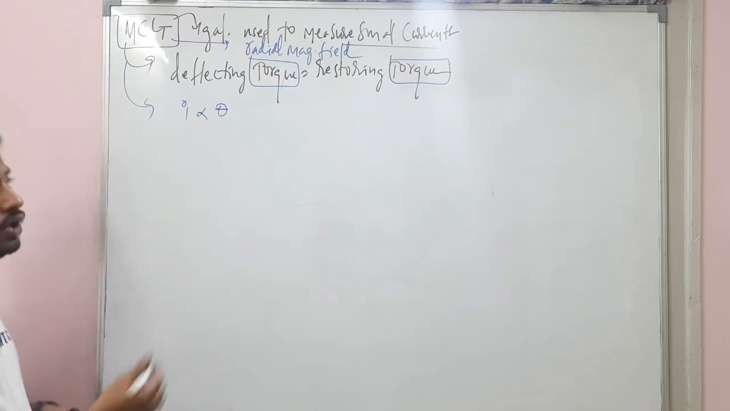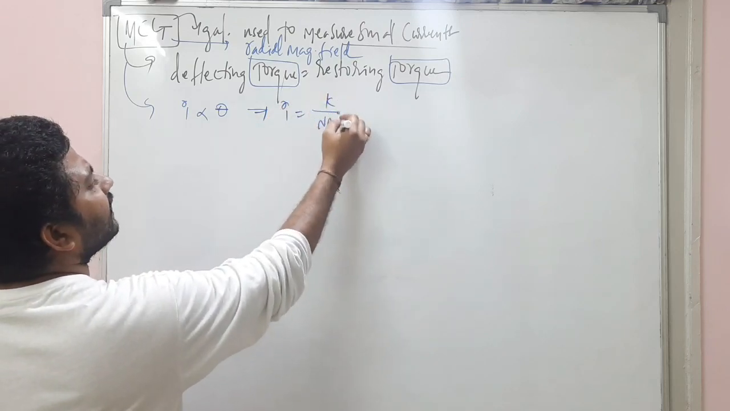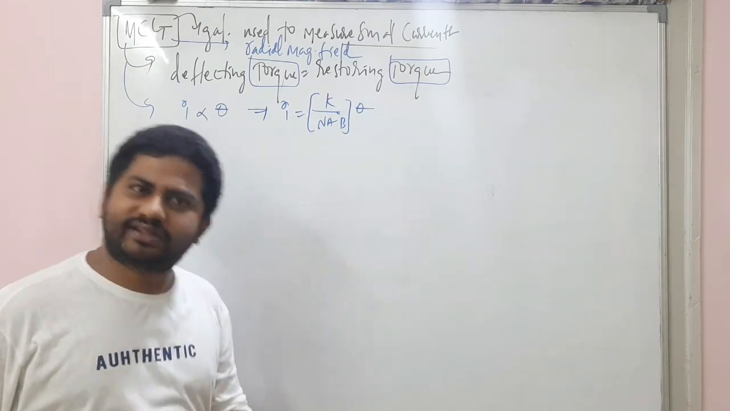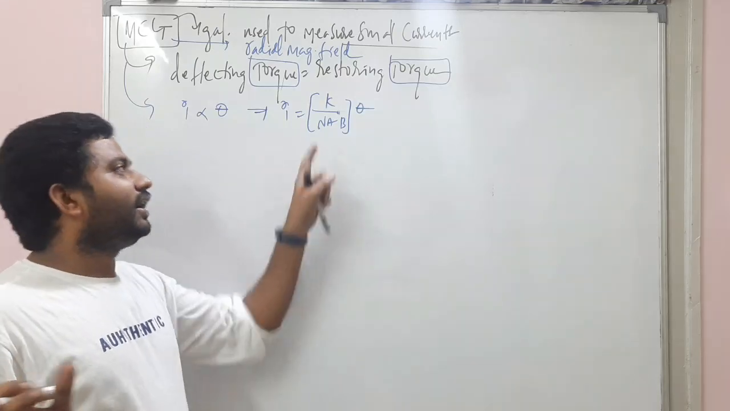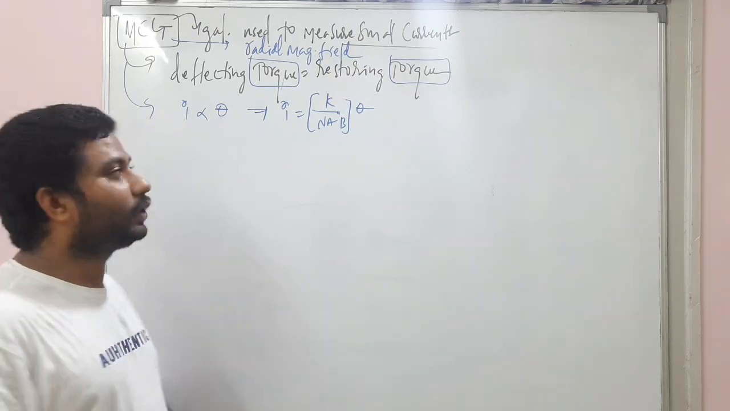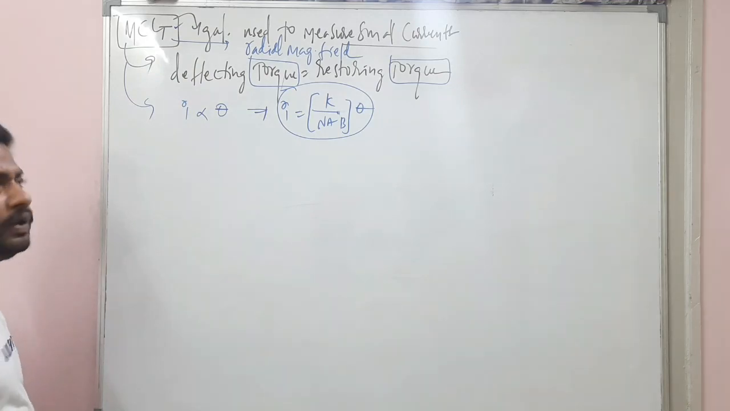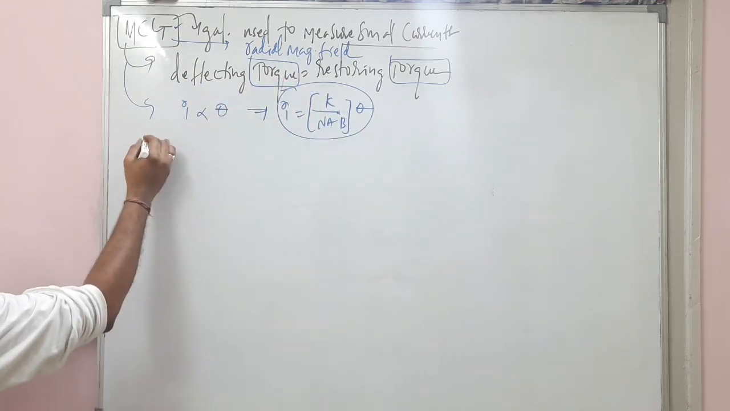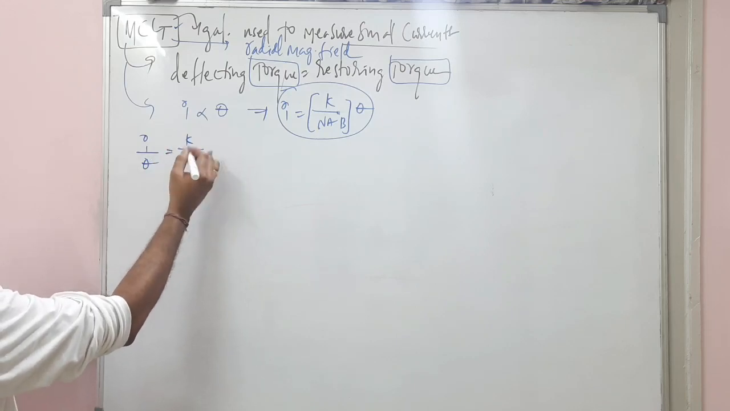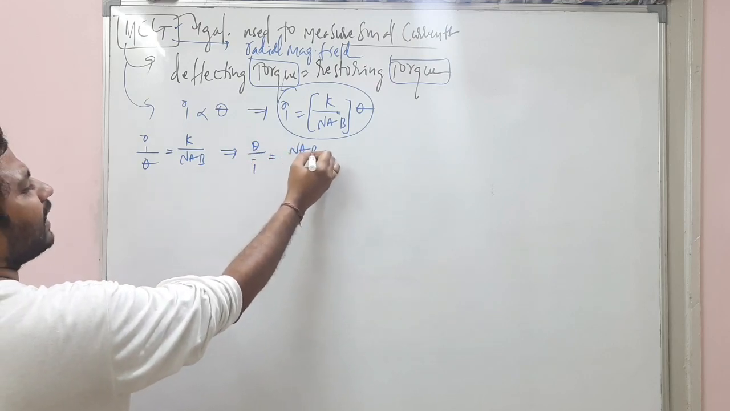So now from here, current I is equal to K by NAB into deflection. What is K? It's a constant. N is the number of turns, A is the area of the coil, and B is the magnetic field strength. Okay, so this is the very important expression for this moving coil galvanometer. From here, what can you write, my dear students? Listen, I by theta is equal to K by NAB. From here, theta by I is very important, which is NAB by K.